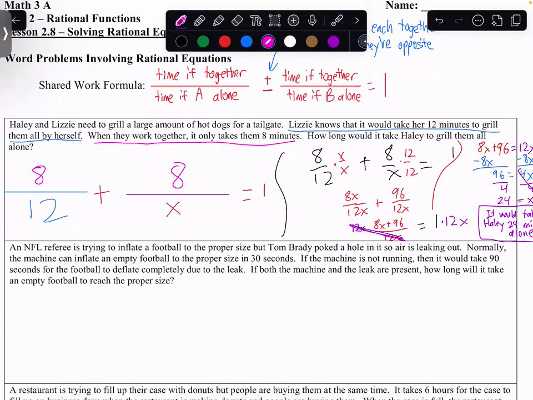First we should notice that this problem is subtraction, right? Because here the two actions are opposites. That referee is trying to fill up the football, but Tom Brady is trying to deflate the football. Okay, so it's going to be the first fraction minus the second fraction. This time order matters. When you add two numbers, it doesn't matter what the order is, right? 2 plus 3, 3 plus 2, you get 5 either way. But when you subtract, order matters.